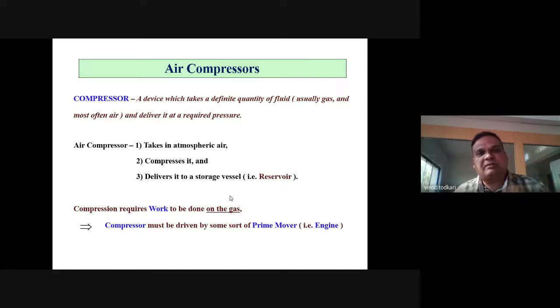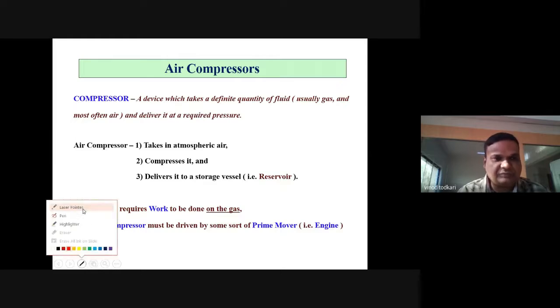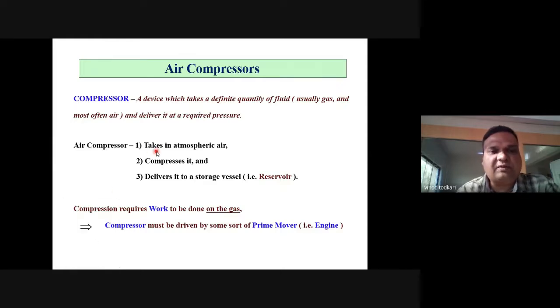But tell me what the air compressor does. It takes in the atmospheric air. See here, the air compressor takes in atmospheric air and compresses it. Compresses it means reduces its volume, right? Increases its pressure. And this high pressure air is delivered to a storage vessel, which is also called a reservoir.